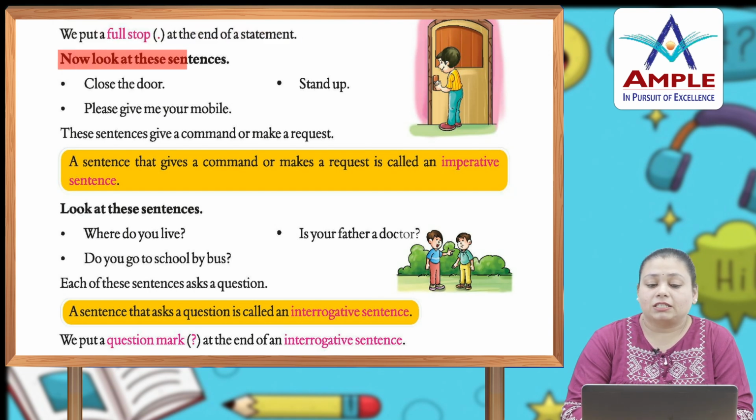Now look at these sentences. Close the door. Stand up. Please give me your mobile. These sentences give a command or make a request. A sentence that gives a command or makes a request is called an imperative sentence.